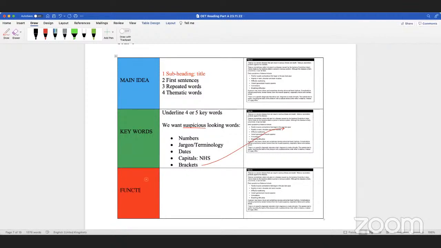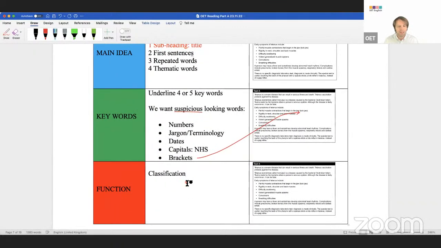Function. Okay, so what's the difference between a function and a main idea? For example, treatment, is that a main idea or is that a function? Main idea. What about diagnosis? Main idea. Symptoms? Main idea. What about classification? Function. Why is that one different from main idea? Why is a classification different from main idea? Can anyone tell me?